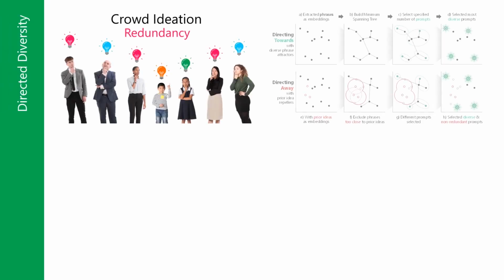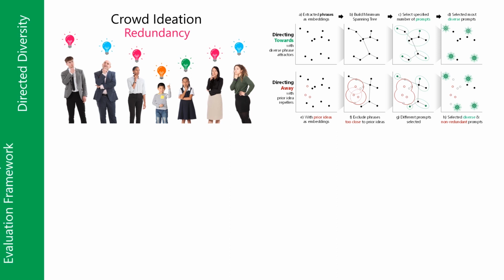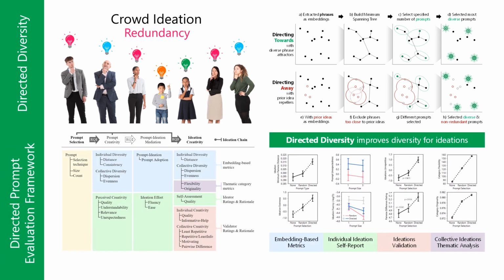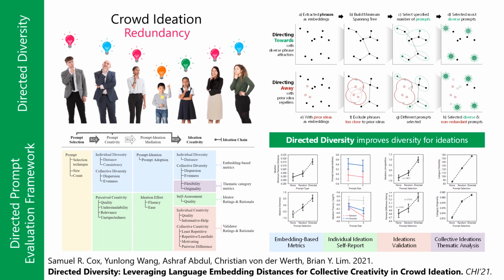In summary, we presented directed diversity to mitigate redundancy in crowd ideation. It is a corpus-driven, automatic approach that leverages embedding distances based on a language model to select diverse phrases. We further proposed the diversity prompting evaluation framework to evaluate the efficacy of diversity prompting along an ideation chain. Applying the evaluation framework in a series of experiments, we found that directed diversity improves ideation diversity across multiple measures. Please read our paper for much more details of our approach and experiments.